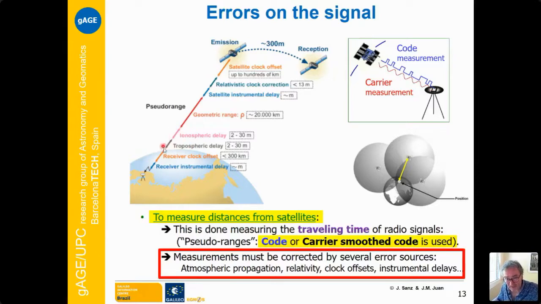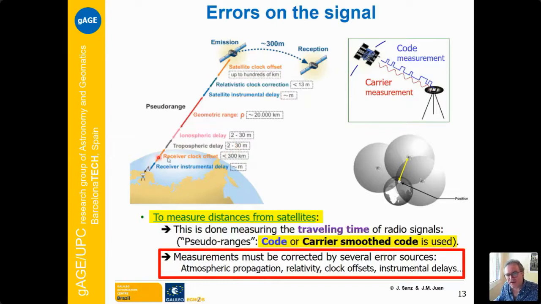Here we have atmospheric propagation errors due to the upper layer of the ionosphere. This can reach from 2 up to 30 meters. It depends also on the ionospheric conditions. This is in the nominal case, and it depends on the elevation rate. Tropospheric delay is at the same level.